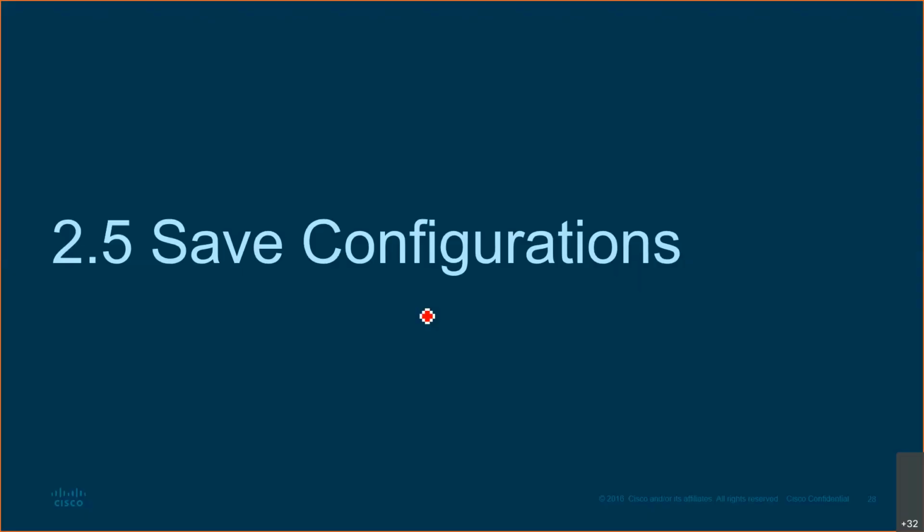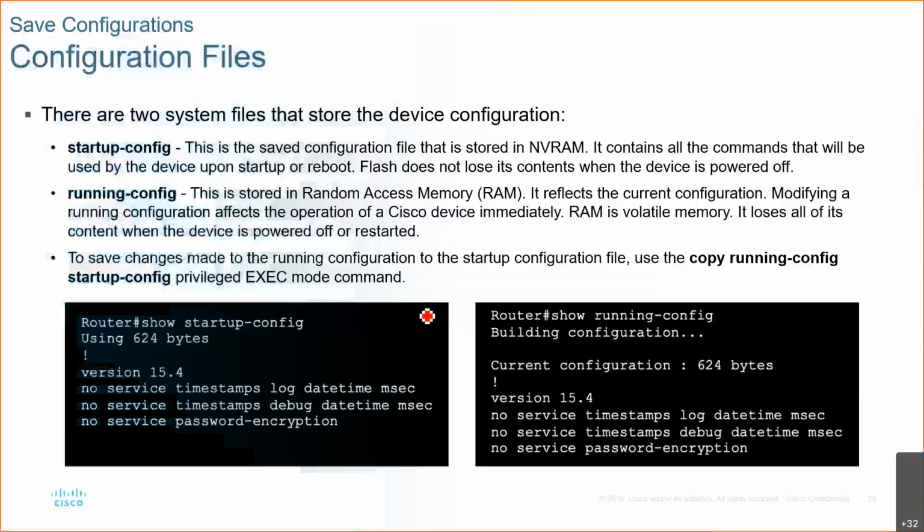Every time you make changes to your router or to your switch, those configurations can be saved. When you start your switch, the IOS, you can see your beginning configuration. You can say show startup-config, and it will show you the startup configuration. You can also say show running-config. If you have made any changes, it will show you the running configuration.